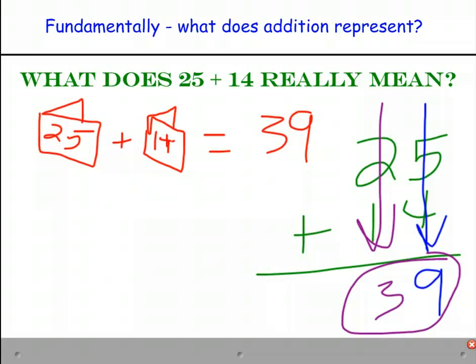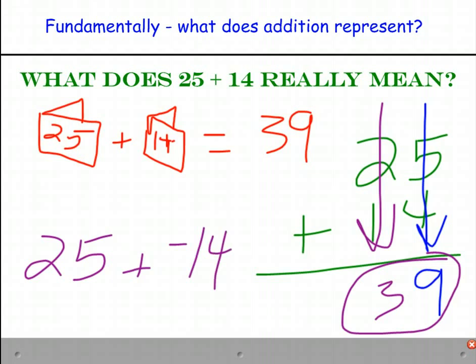But when we start to add things like, what's 25 plus negative 14? Then the idea of having 25 books and adding negative 14 books to it doesn't quite do the trick. And we can't add 25 and negative 14 to get 39, because that would mean that 25 plus 14 and 25 plus negative 14 are the same thing, and that just can't happen.